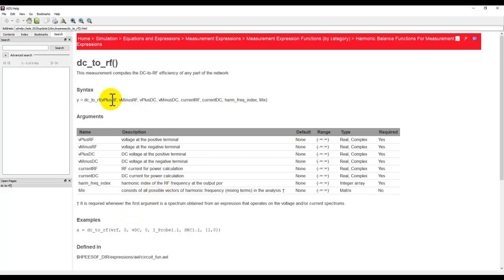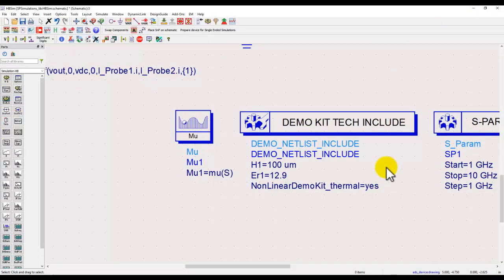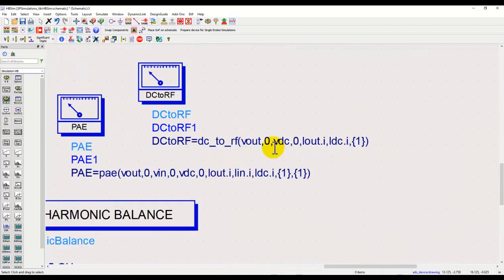The simple thing to remember here is that for every voltage you have two nodes, V plus and V minus. Similarly, for VDC, you have V plus and V minus. And then you have the I probe in the same order as the voltage node. In this case, we have the current RF, which is the current probe for the output, and the IDC. The harmonic frequency index simply means at what frequency you would like to do this calculation. I already have the function placed here, and you can see the syntax: Vout 0, because we are working with a single-ended amplifier.